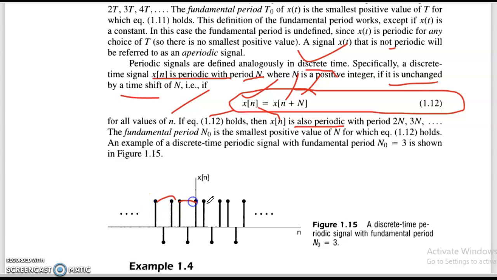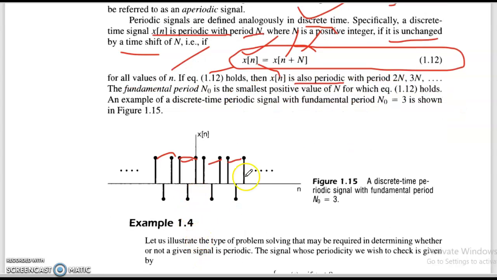X of n is also periodic with periods 2N, 3N, and so on. The fundamental period N naught is the smallest positive value of N for which equation 1.12 holds. An example of a discrete time periodic signal with the fundamental period N naught equal to 3 is shown in the figure.